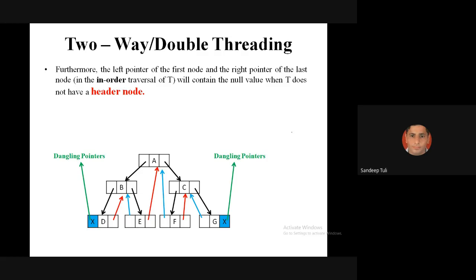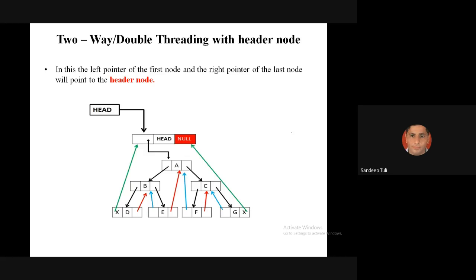In without header node, the two pointers, the first and last pointers, will be null. But with header node they will not be null. They will be pointing to the header node and the structure will be like this. Observe this carefully, see what changes are here. This is a header node now. This is my header node.